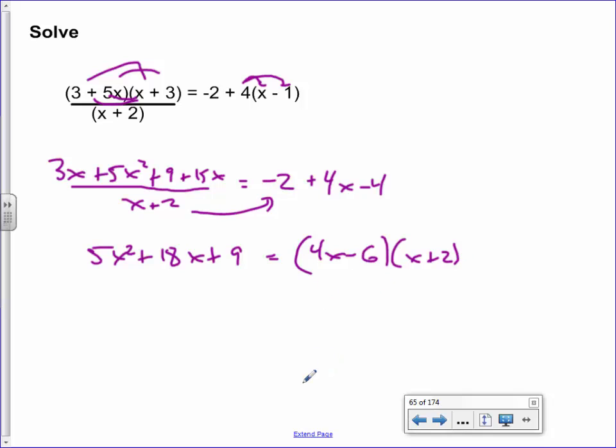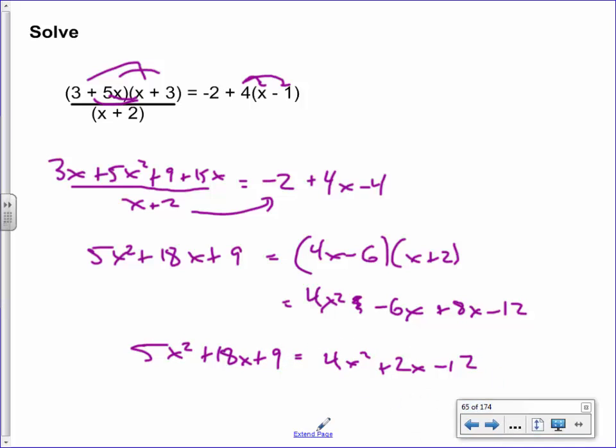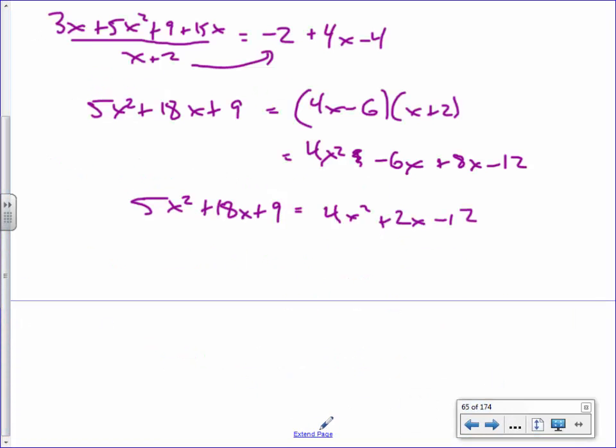Then let's FOIL again. So FOIL this guy, you'd have 4x squared. Actually, there's no more pluses. You'd have a minus 6x, but you'd have a plus 8x, and you'd have a minus 12. So putting this all together, you'd have 5x squared plus 18x plus 9. That's going to equal 4x squared plus 2x minus 12. So far, so good? Okay.